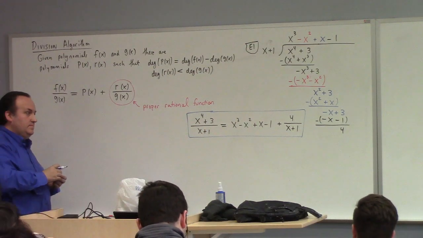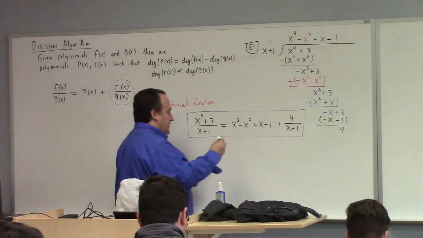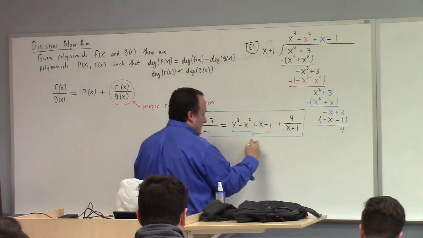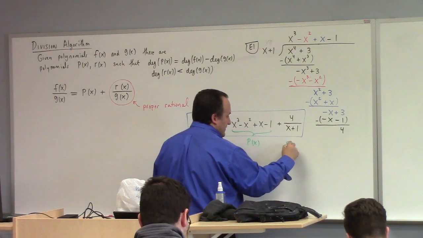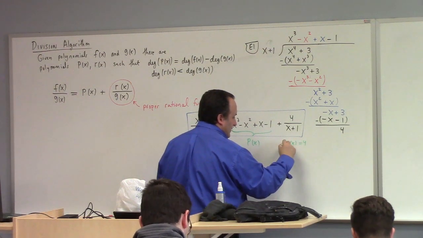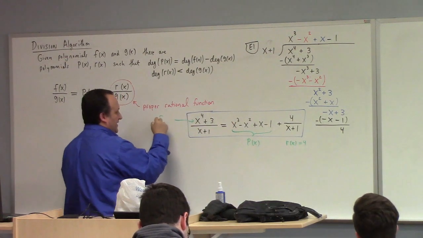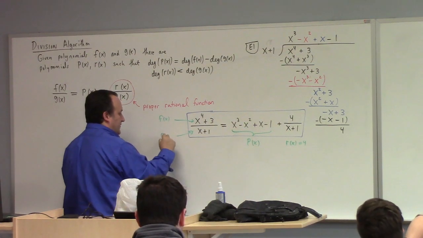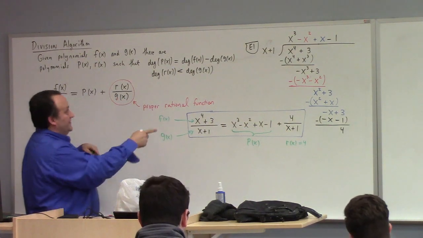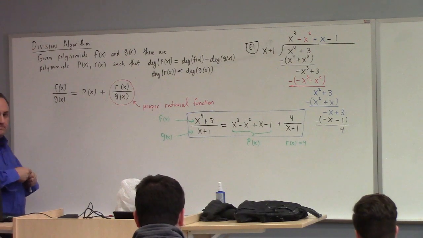Hold on. So in this case, this piece right here is the p of x, all right? The r of x in this case is equal to 4, and this right here was my f of x, right? And this was my g of x, if you're trying to match up this example with the general algorithm that I was just writing down, okay?